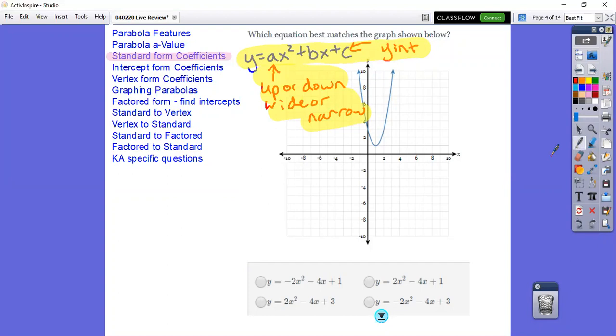So how do I apply that to this specific problem? I look down here and I see all of my standard form. So my a values are either a positive 2 or a negative 2. I'm going to look at this, and since it's concave up, it's facing up, I know I can get rid of the negative one. So I know it's not this one and it's not this one. Then I'm going to look at the y-intercept. So my y-intercept is right here, at 3. So I'm going to go through, and all of the numbers that are by themselves, that's correct, but this is not. And if I look at what I've crossed off, there is only one answer left, and that is this guy right here. Okay, so that's standard form coefficients.